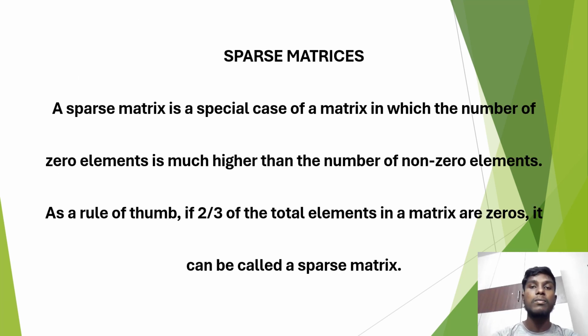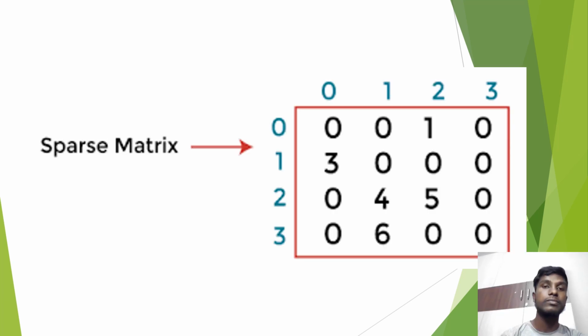Next topic, sparse matrices. A sparse matrix is a special case of a matrix in which the number of zero elements is much higher than the number of non-zero elements. So we can clearly say that the non-zero elements should be smaller compared to the zeros, and as a rule of thumb, if 2/3 of the total elements in a matrix are zero, it can be called a sparse matrix. This is the definition of a sparse matrix.